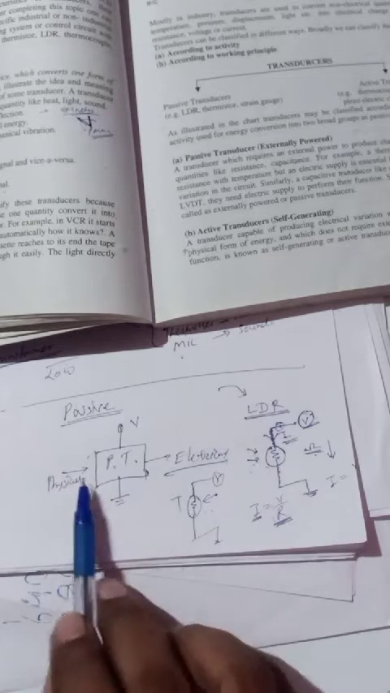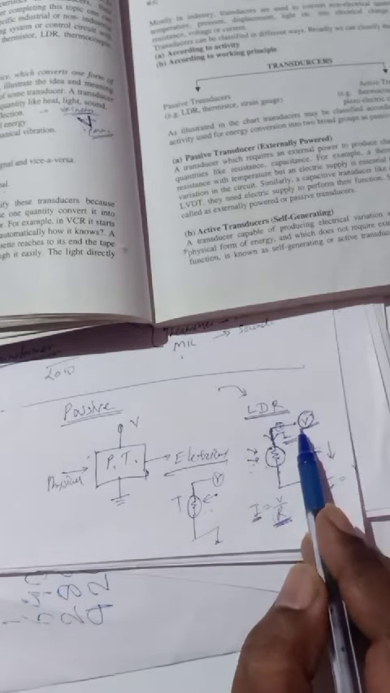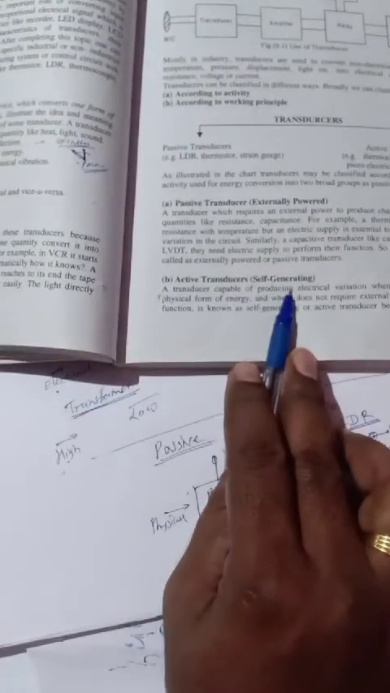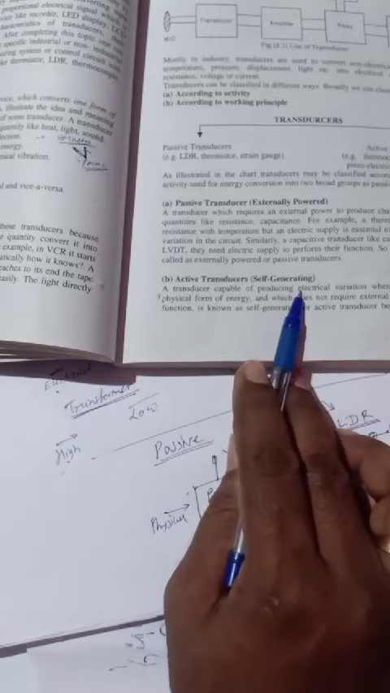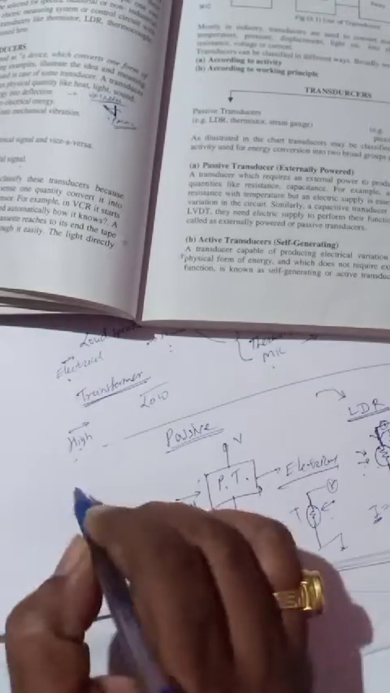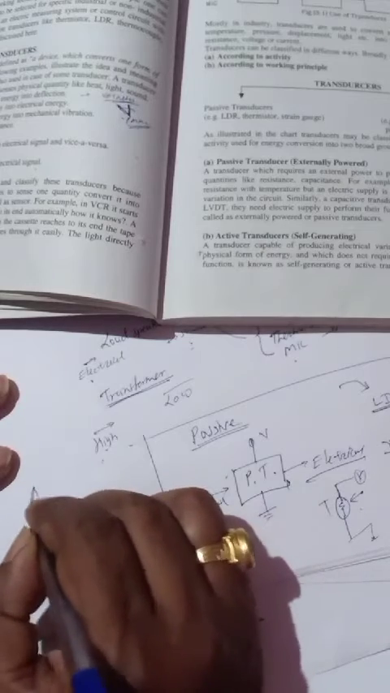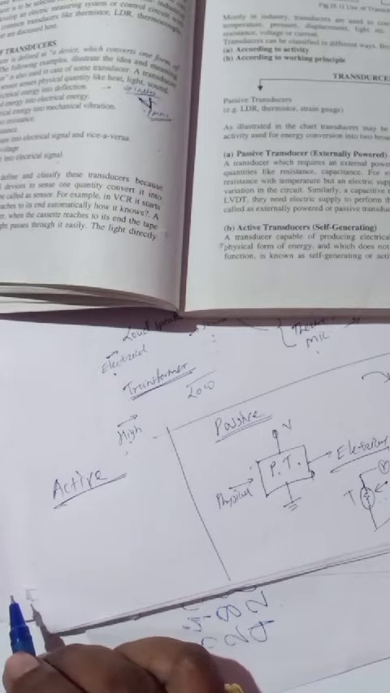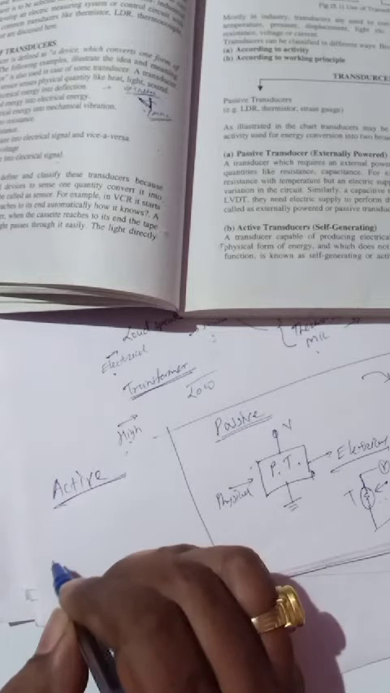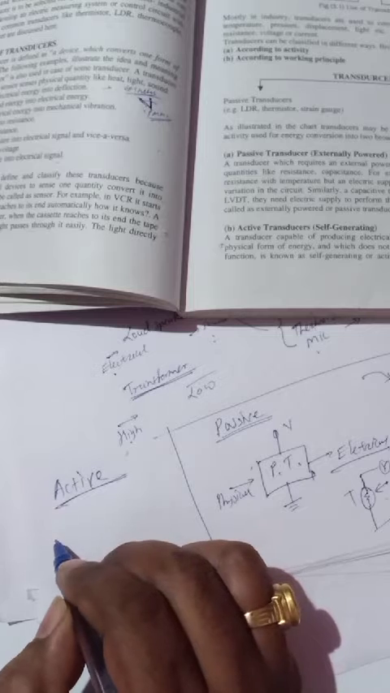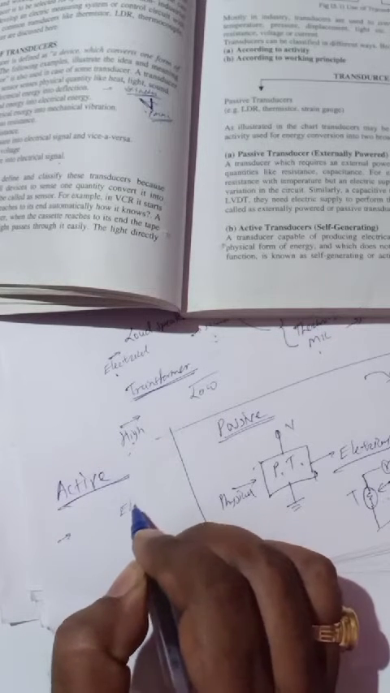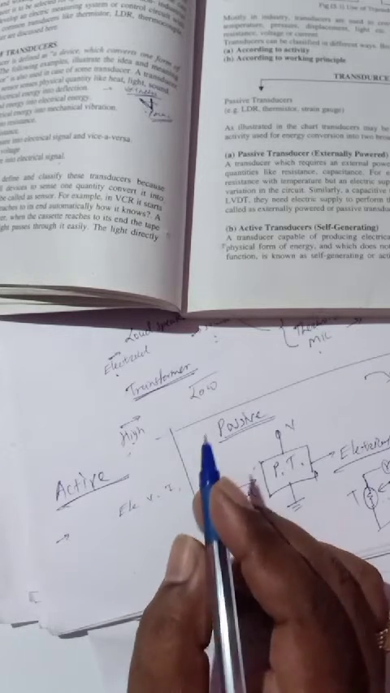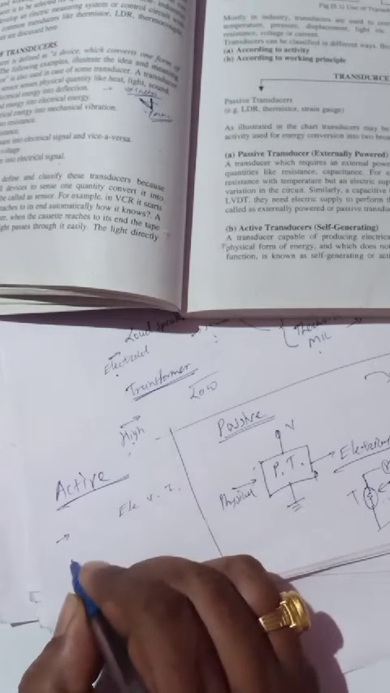So a passive transducer is one which requires an external power supply. There is another type, called an active transducer or self-generating transducer. An active transducer converts one type of energy directly into electrical energy, like voltage and current. The main example of an active transducer is the photocell.